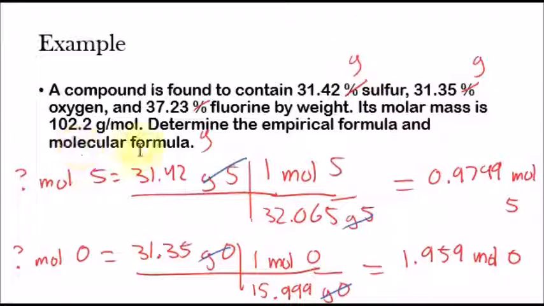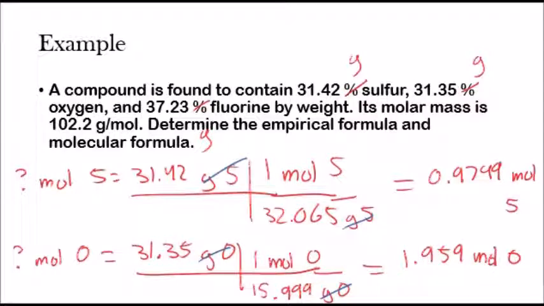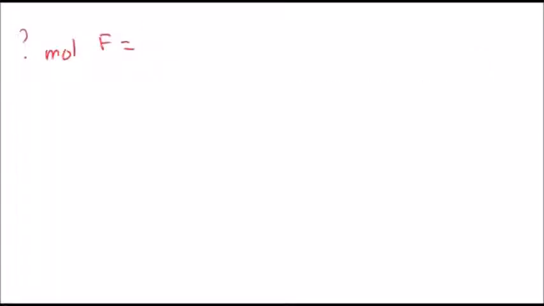Okay, and for our final element here, fluorine, we have, let's see, 37.23 grams, so we're looking for moles of fluorine, and we're given, let me look at this again, 37.23 grams.